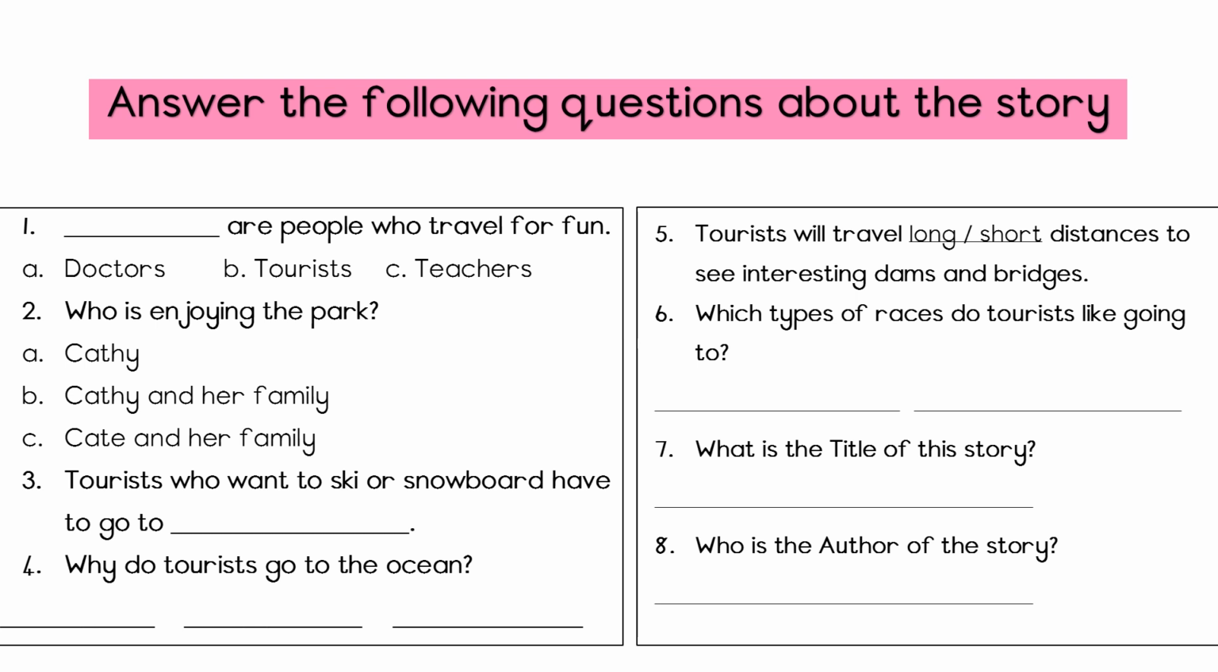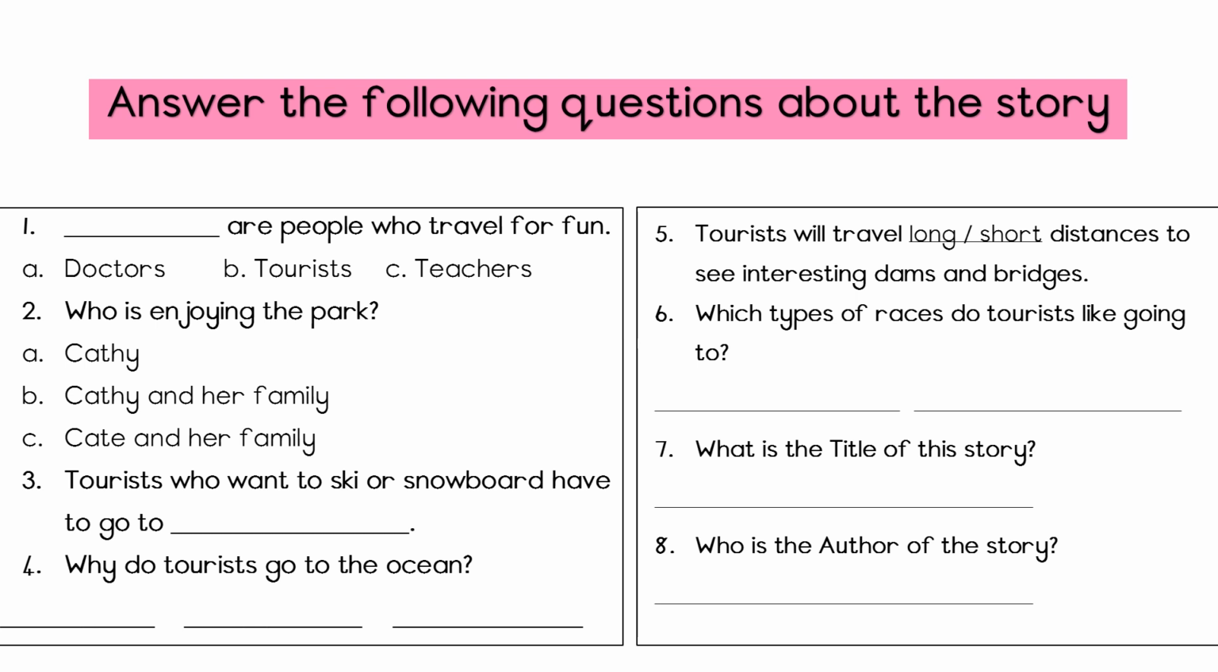Number 2, who is enjoying the park? Yeah, you can take your highlighter. Is it A, Kathy, B, Kathy and her family, or C, Kate and her family? Highlight the correct answer. Number 3, tourists who want to ski or snowboard have to go to... Refer back to the story and write the answer on the line.